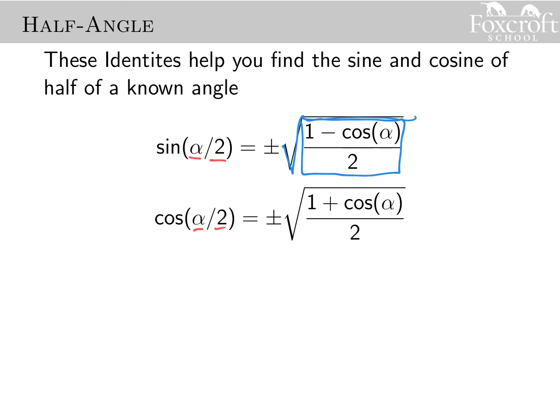All right, but the formula for cosine is similar. The only difference is I add instead of subtract. So if you can do the sine ones, you can do the cosine ones. You're just putting a plus sign instead of a minus sign.